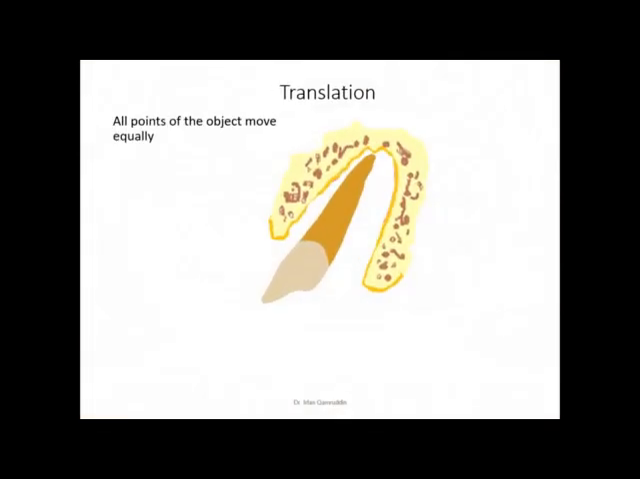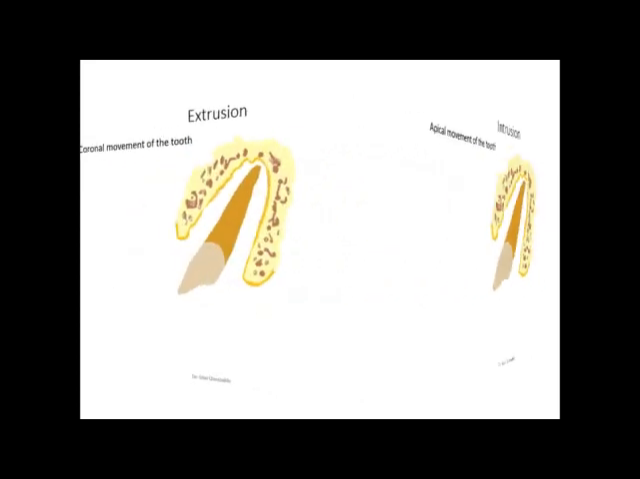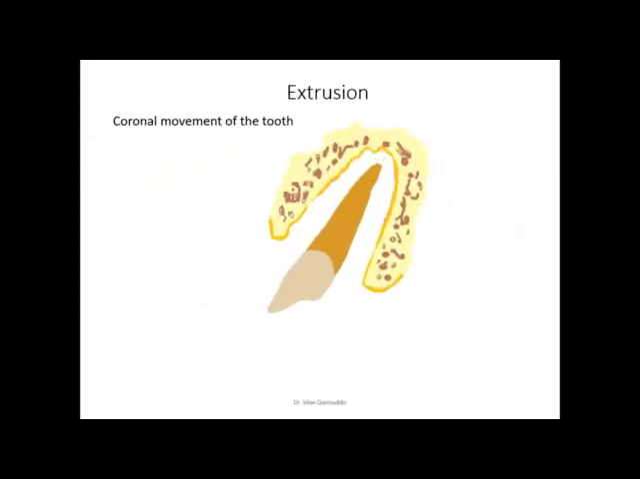Translation is the type of movement in which all the points of the object move equally. For example, in this tooth, if this tooth from incisal edge till the apex moves equally in the direction of force, then we call it translation or bodily movement. Intrusion is the apical movement of the tooth, while extrusion is the coronal movement of the tooth.